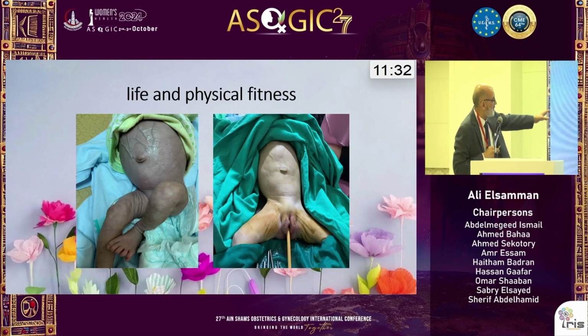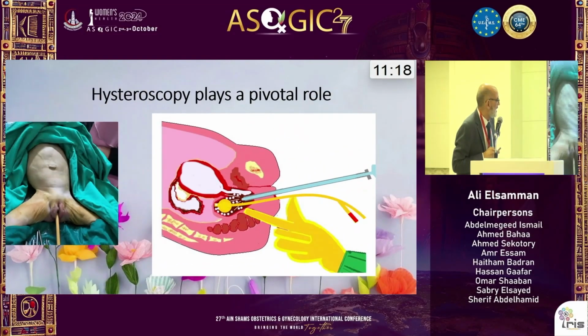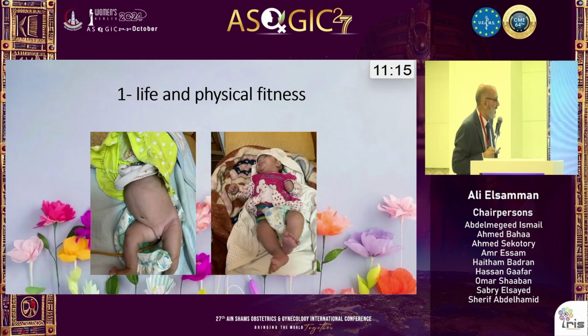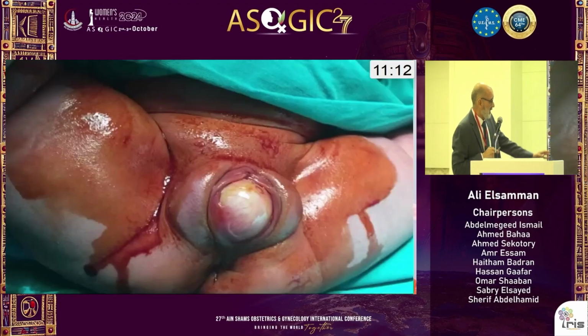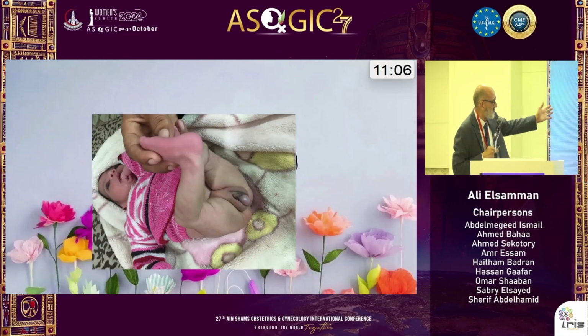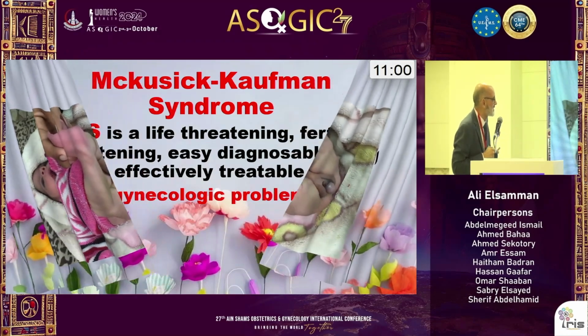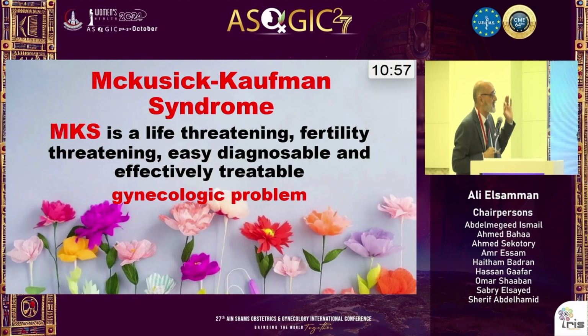This problem is not solved by pediatric surgeons, by pediatric exploration of the abdominal cavity. It is solved by pull-down balloon vaginoplasty. Such a baby will suffer if treated classically, but if we are professionally aware, we keep in mind that this neonate with these life-threatening problems that may amount to renal failure has what is known as Makusi-Kaufman syndrome. Makusi-Kaufman syndrome is a life-threatening, fertility-threatening, easily diagnosable and effectively treatable gynecologic problem.